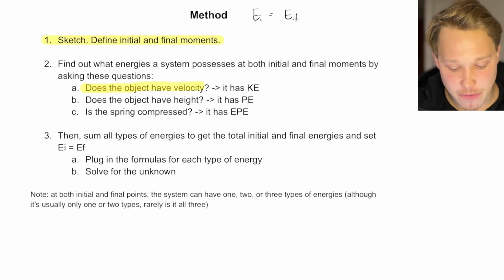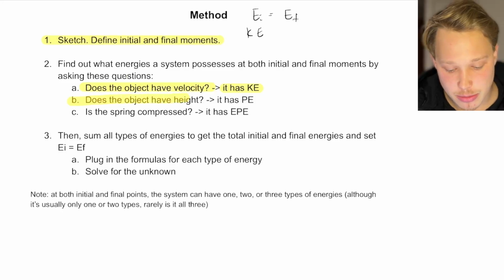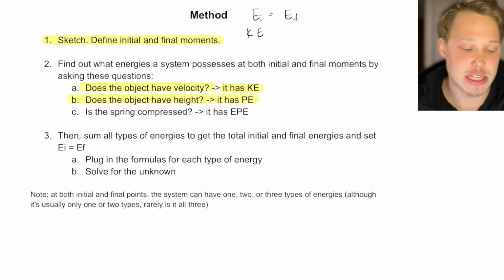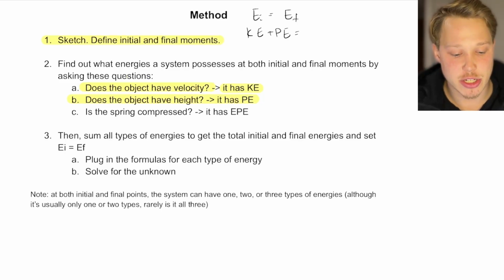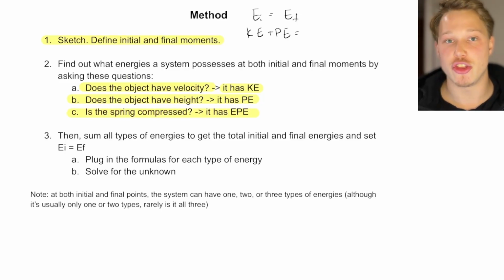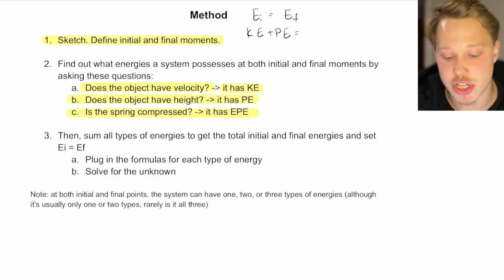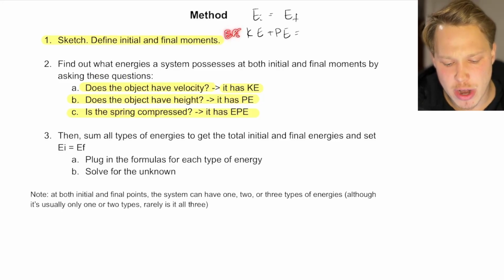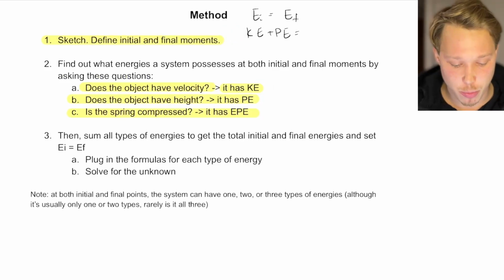Does the object have velocity? If it does, it has kinetic energy. Does the object have height? Then if it does, it has potential energy. Is there a spring that is compressed? Let's say there is no spring being compressed, so it doesn't have elastic energy. Rarely does it have all three. Usually the object will have either one or two types of energies at a given point.